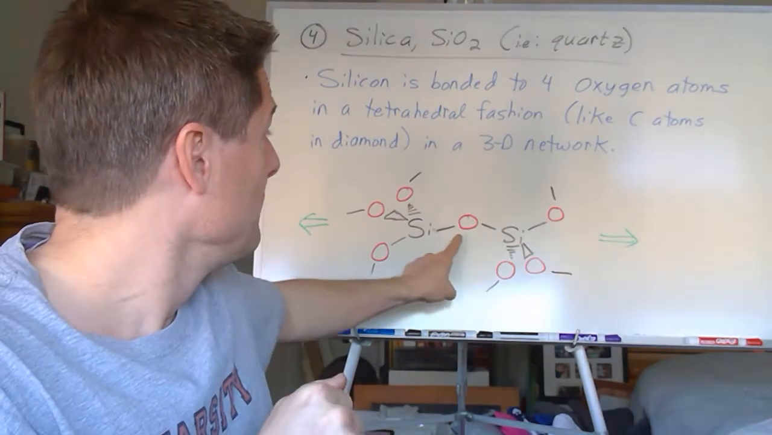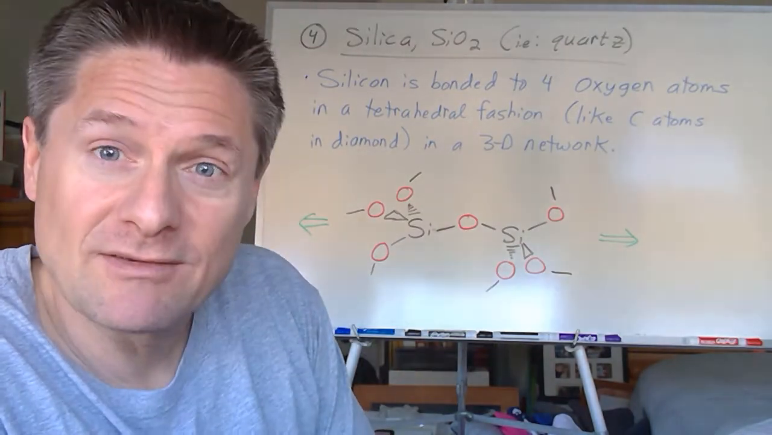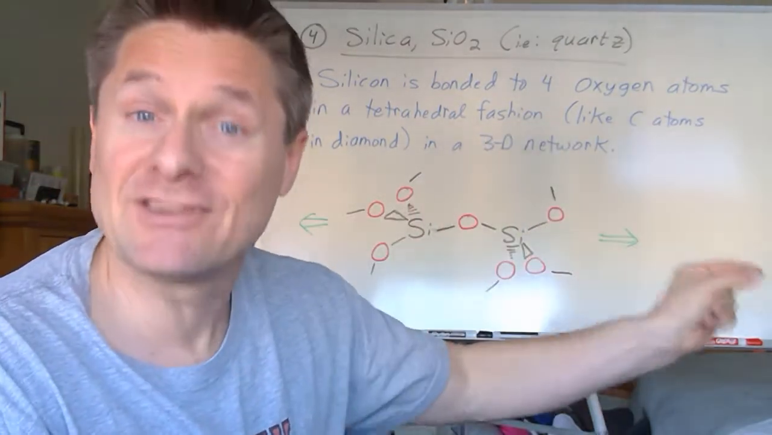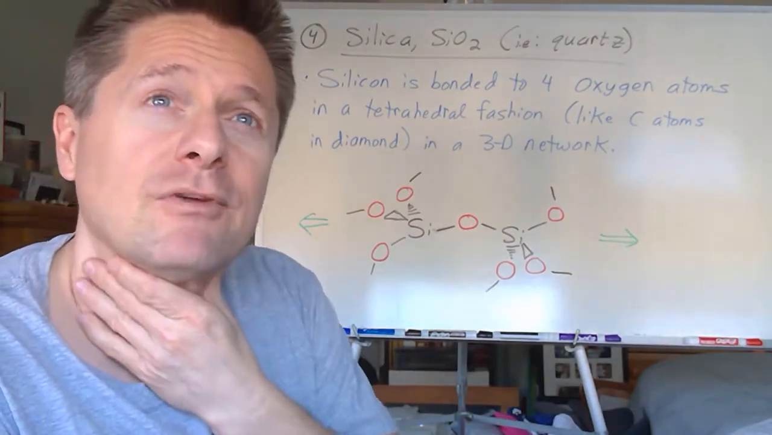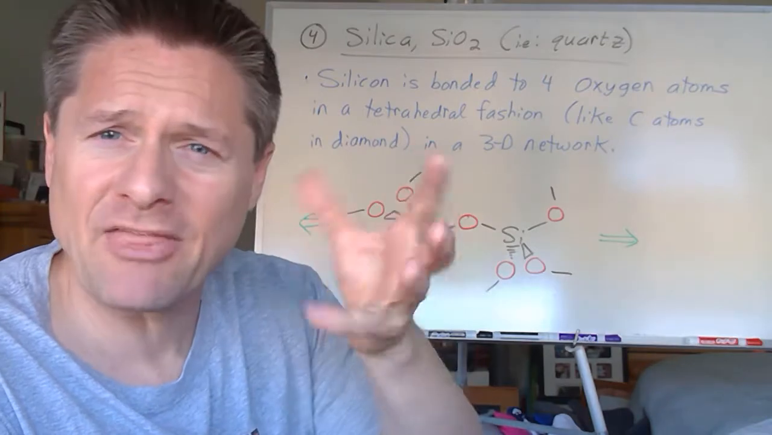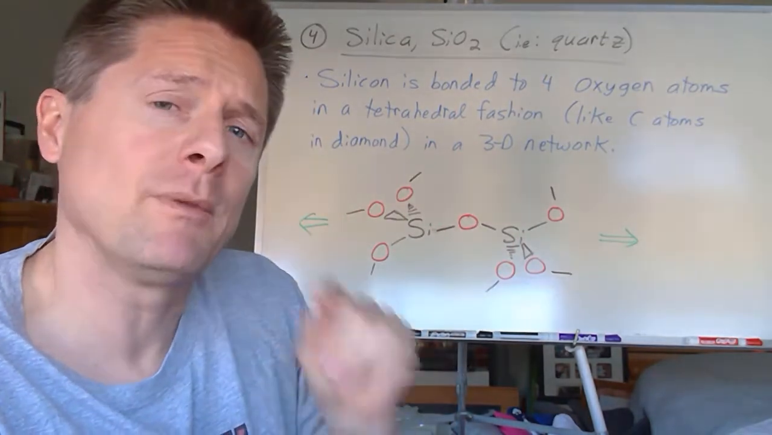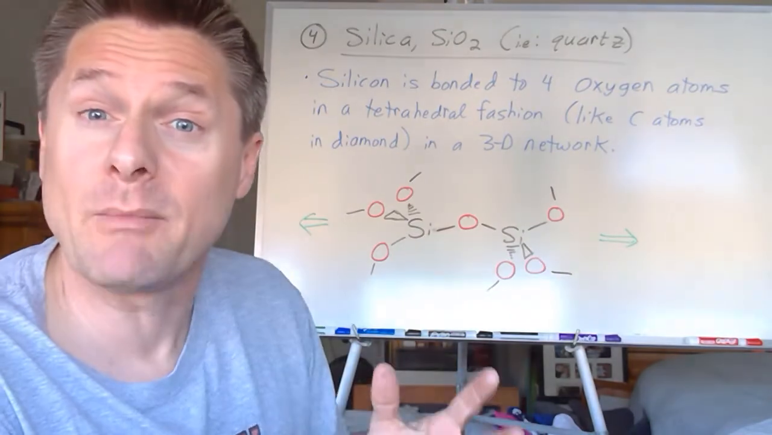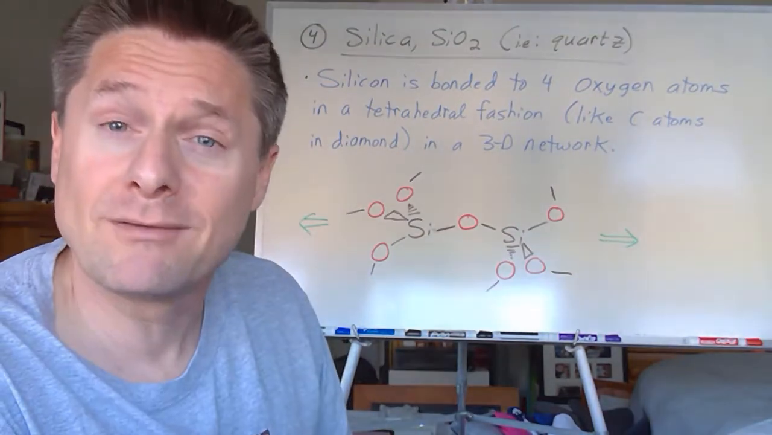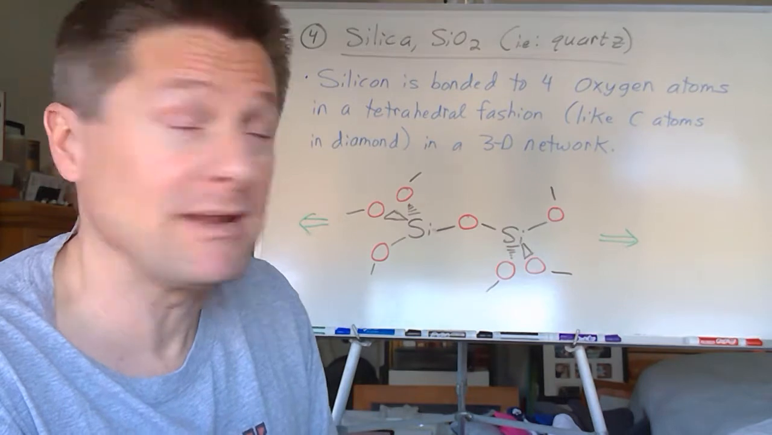But if you alternate it with oxygens, silicon, oxygen, silicon, oxygen, silicon, oxygen, oh, interesting things can happen. So for example, take carbon. It's got that three-dimensional network of tetrahedrons. If you replaced every other atom with silicon, you'd have silicon carbide. Super duper hard, almost not as hard as diamond, but it's up there.